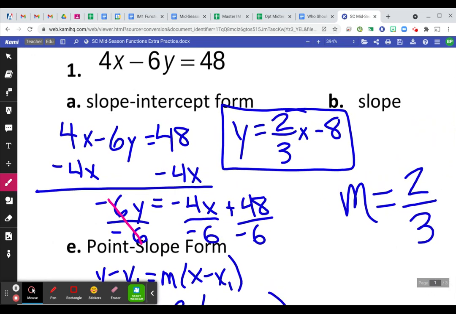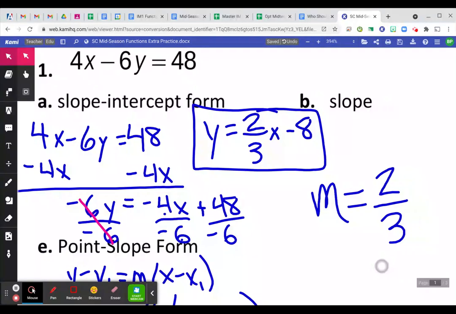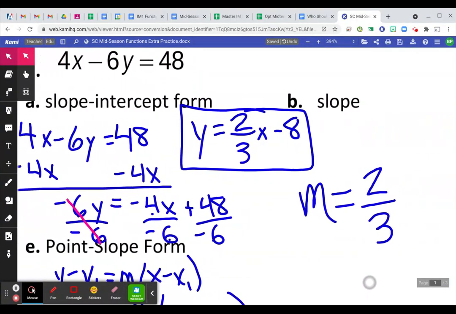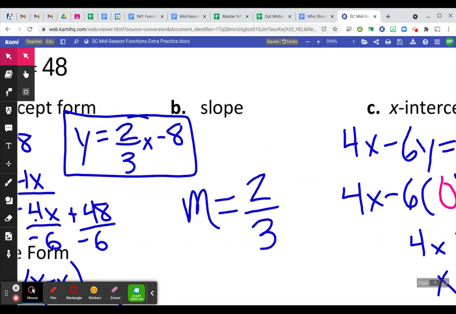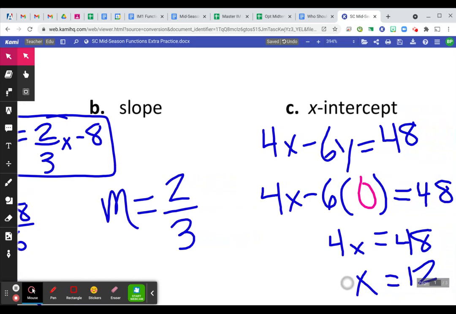And then I divided every part by negative 6. So careful here. We have negative 4 and negative 6 there. And those two things happen there. It turns positive because a negative divided by negative is positive, and then 4, 6 reduces to 2/3. 48 divided by negative 6 is negative 8, and that's our y-intercept. The slope is 2/3, okay, as we can see directly from the slope-intercept there, 2/3.